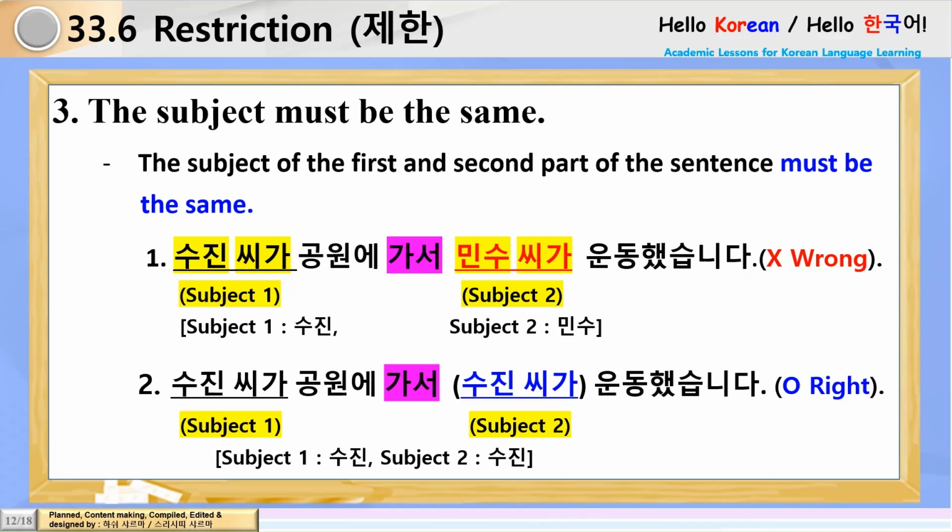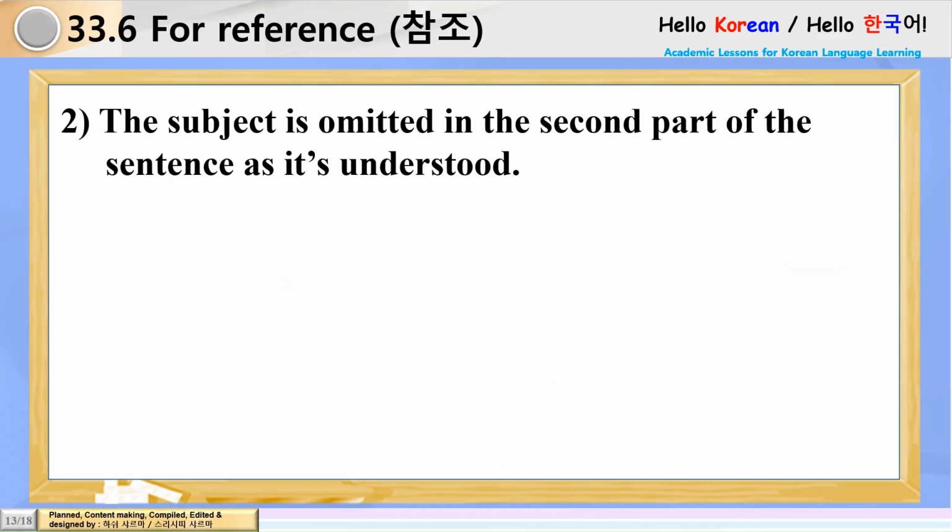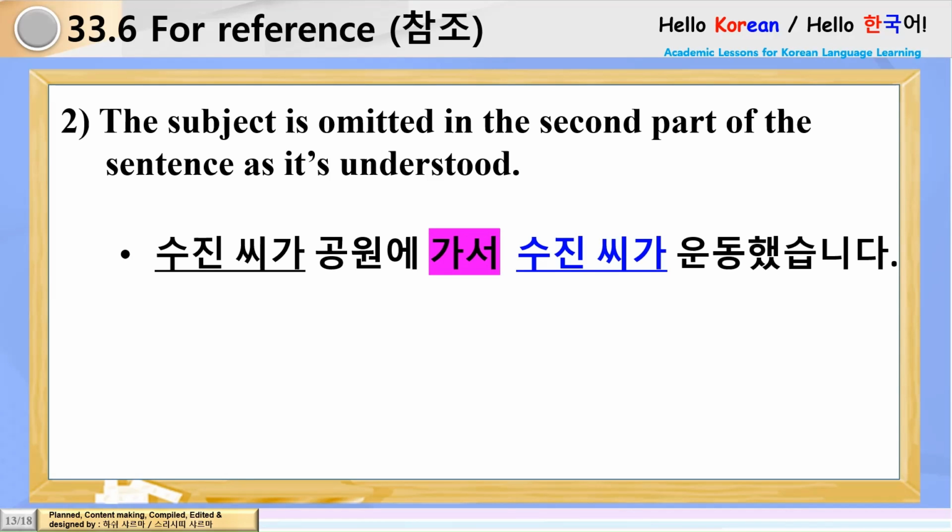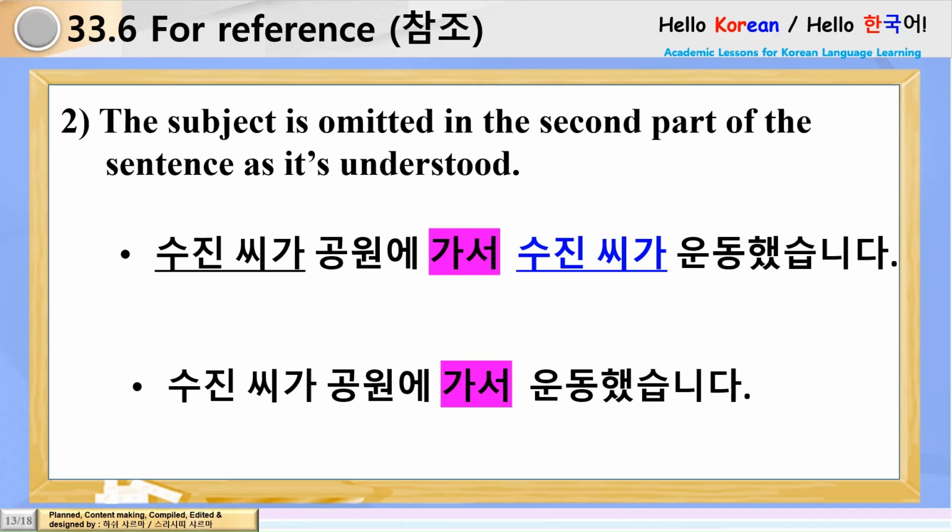Next, this is for the reference. The subject is often omitted in the second part of the sentence as it's understood. So no need to write as 수진 씨가 공원에 가서 수진 씨가 운동했습니다. We can simply write 수진 씨가 공원에 가서 운동했습니다. Are you getting the point? Because it is understood in both the action, subject is same.